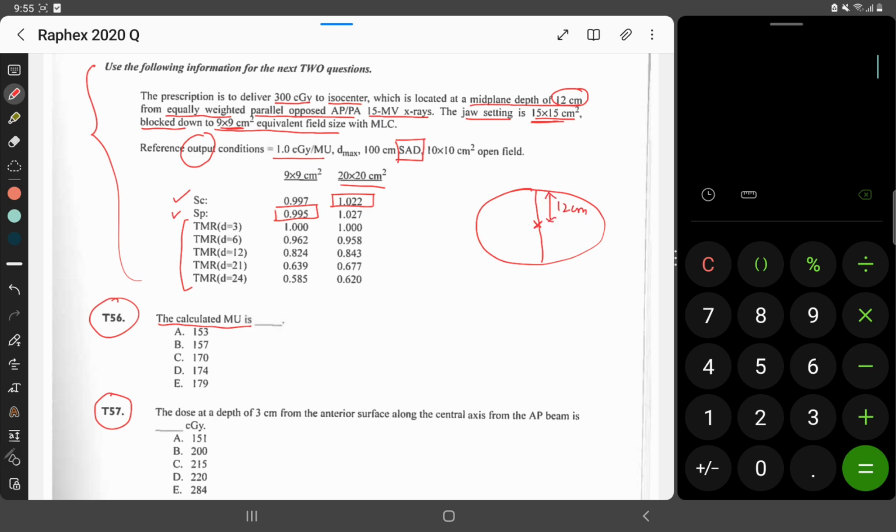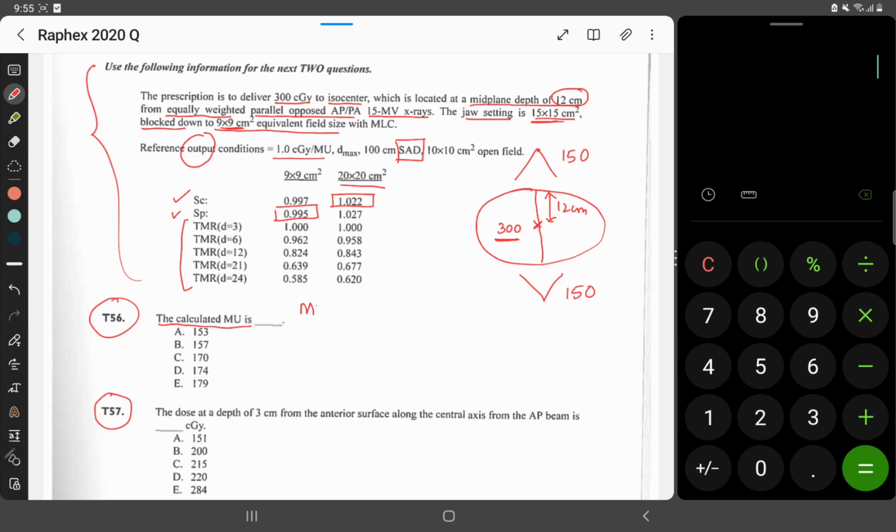Now, the patient's mid depth is 12 centimeters. At the mid depth, the isocenter, the patient is receiving 300 centigrade. So with two equal AP and PA beams, AP is giving 150 centigrade, PA is giving 150 centigrade. Together it is 300 centigrade at the isocenter. So that's the given information. Now they've asked us to calculate MU.